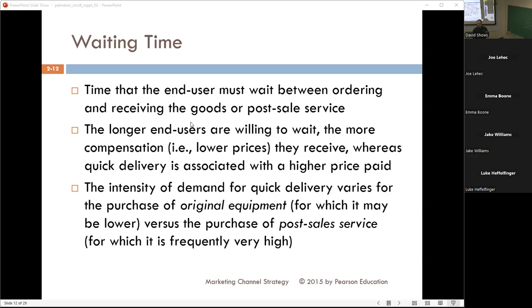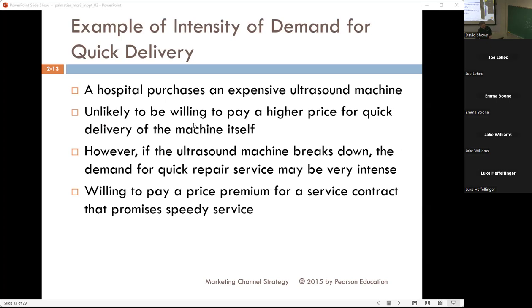Because I forget, it's like $5,000 a shot for doing an MRI. It's some money there, okay? So the waiting time is drastically reduced after post-sales. So this is just a discussion about the trade-off of intensity of demand and quick delivery.